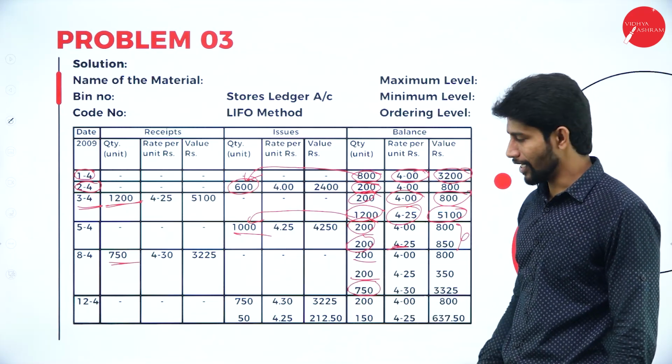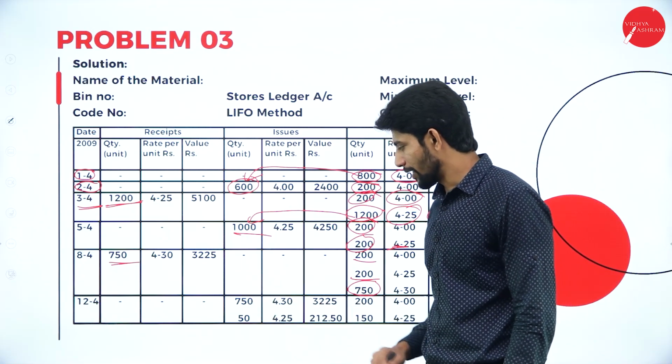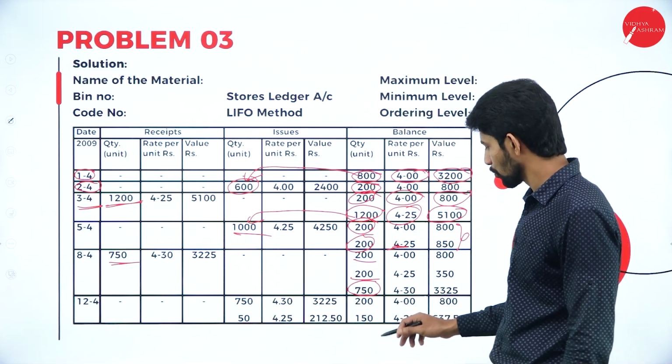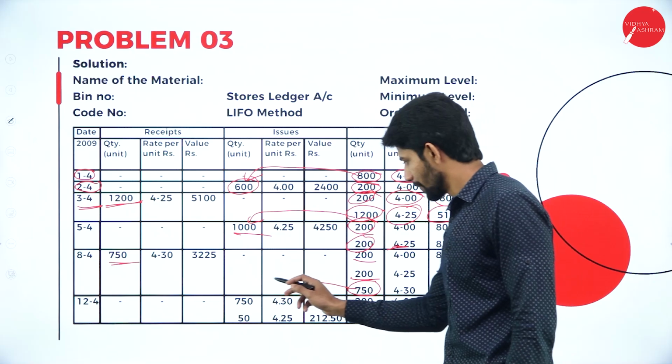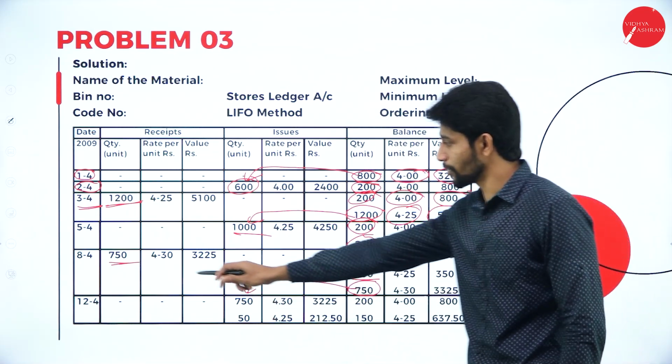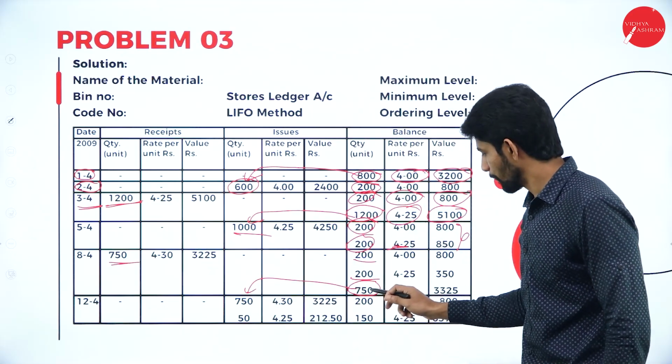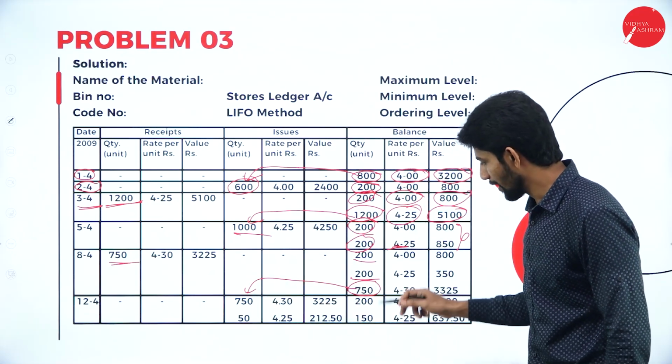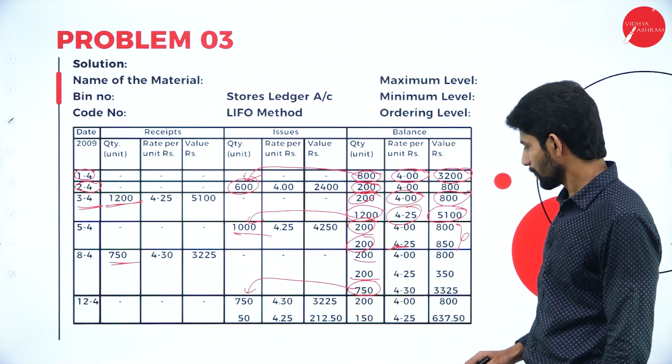Again on 12th April they issued totally 800 units. So first issue the recently purchased, that is 750 units. Which is the lastly purchased? That is 750. So first issue this 750 and next issue the remaining 50 units.